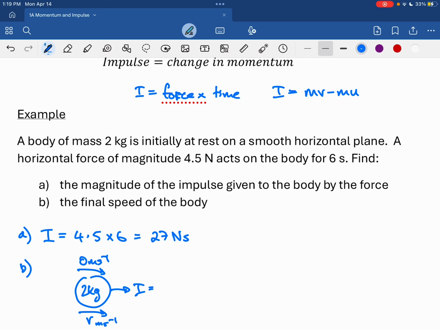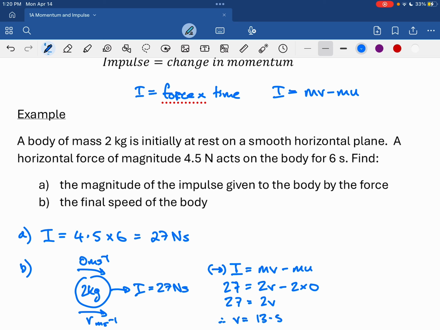Now we know the impulse is 27 Newton seconds. We worked that out in part A. So another way of working out the impulse is that it's the change of momentum. So it's going to be mv minus mu. So we can just substitute the information in. We know the impulse is 27. We've taken right as positive. So it's going to be 2 times v, take away 2 times 0. So we're left with 2v being equal to 27, and therefore that velocity being 13.5 meters per second.